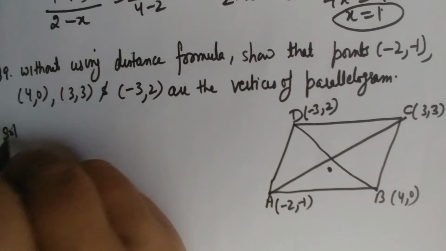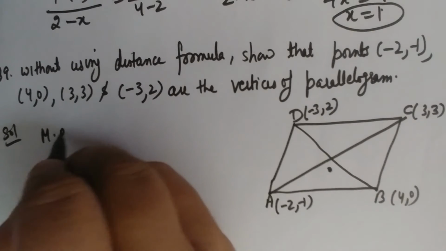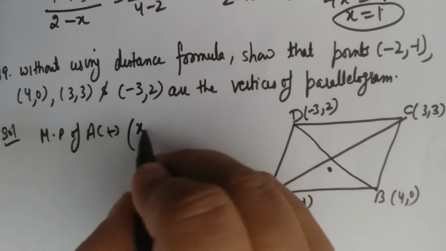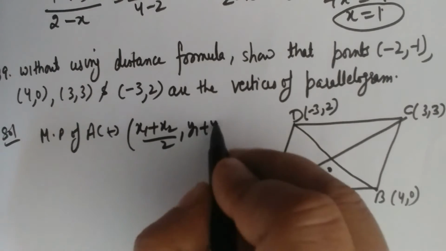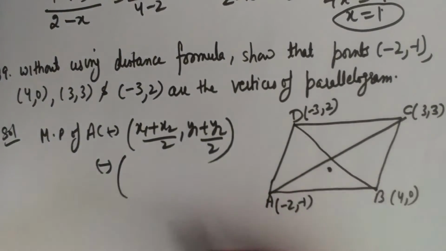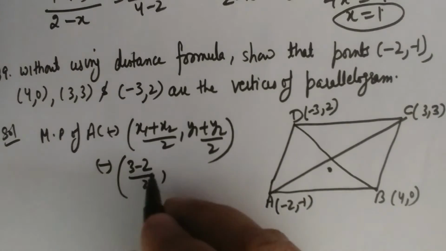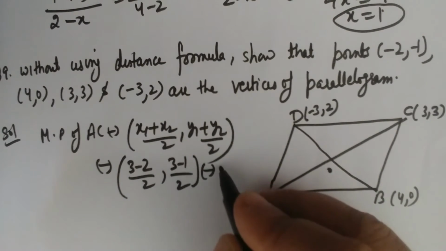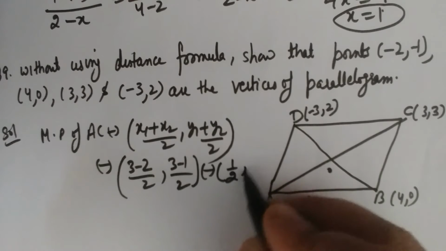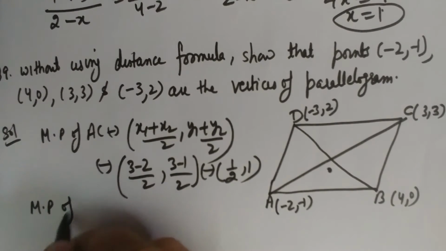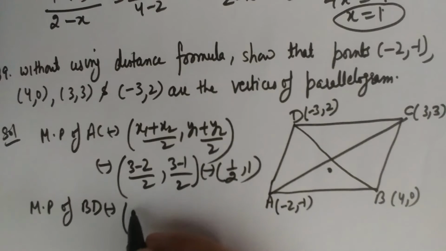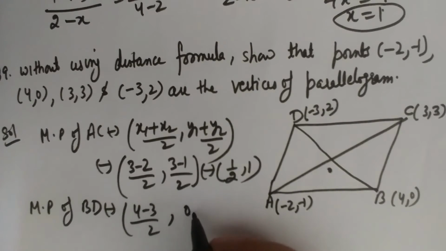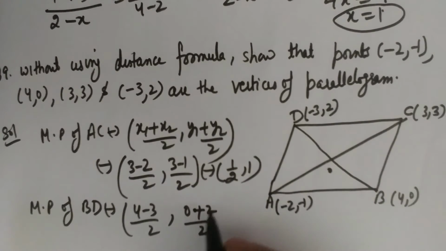So I'll work out the midpoint of AC using the midpoint formula, x1 plus x2 upon 2, y1 plus y2 upon 2. So I'll work it out as 3 minus 2 divided by 2 and 3 minus 1 divided by 2. This becomes half, and this is 1. Similarly, I'll work out the midpoint of BD, and that will be 4 minus 3 divided by 2 and 0 plus 2 divided by 2. So this is 1 by 2 and 1.